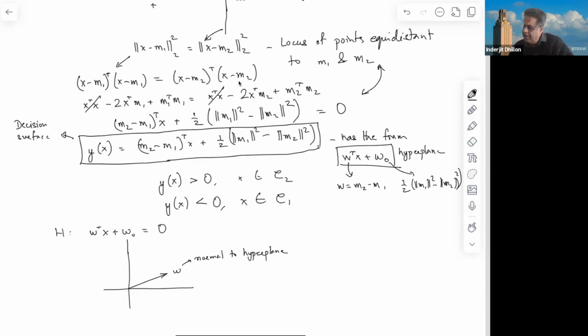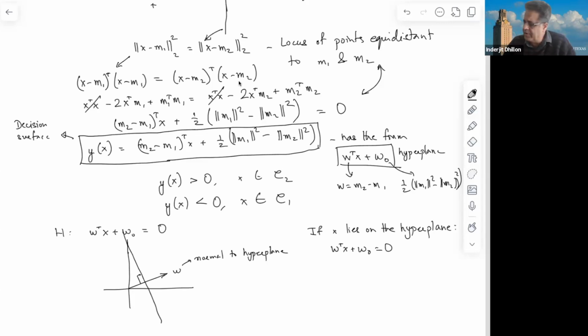Okay, so why is it the normal? How can we justify it, right? For example, if I draw a normal surface, it'll be of this form, right? So this is 90 degrees. And if I have this X in D dimensions, if X lies on the hyperplane, then it clearly satisfies this equation. So that means it satisfies W transpose X plus W naught equal to 0.